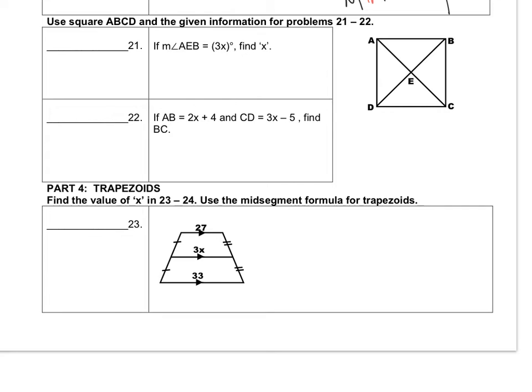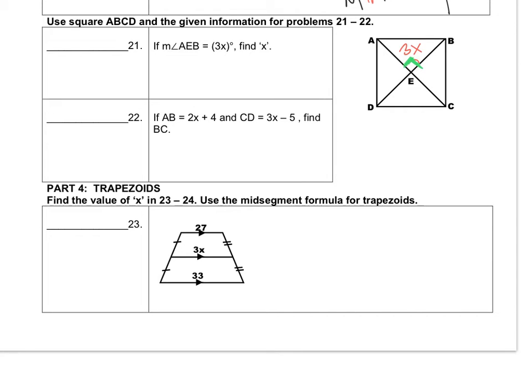Okay, we're still working with squares on problems 21 and 22. We're going to use that picture to the right, and we're going to label it as we go. It says if the measure of angle A to E to B is 3x, so let's label that 3x. We're looking for the measure of x. Go to your chart. It's a square, so it has all the properties of a rhombus and a rectangle. If you go to rhombus, go to number 6. It says diagonals are perpendicular. Perpendicular means when your lines intersect, they form 90-degree angles. So that's telling me that this angle is really 90 degrees.